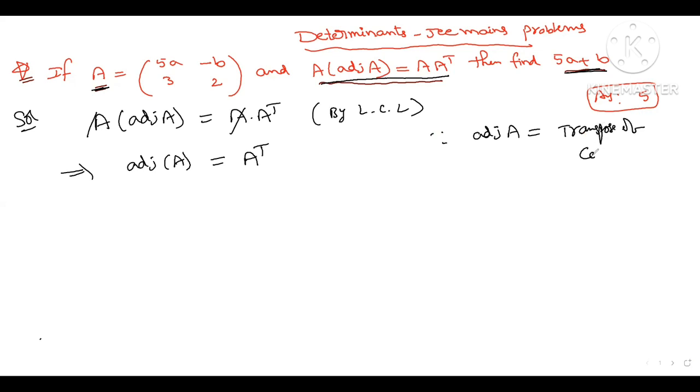Transpose of cofactor matrix. Okay, first find out the cofactor matrix, then its transpose is the adjoint of A. That is the procedure. So one direct method is there. A is equal to 5A, minus B, 3, 2. So adjoint of A is equal to, first we should interchange the principal diagonal elements.